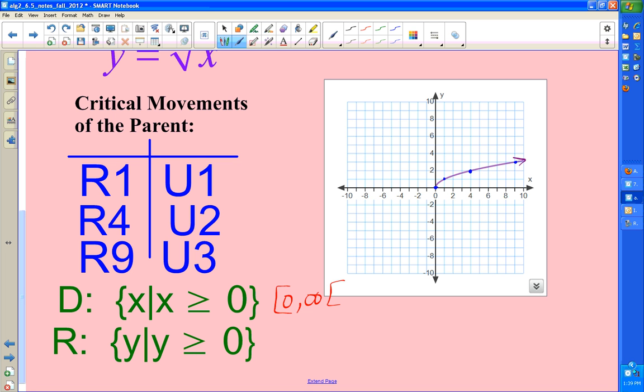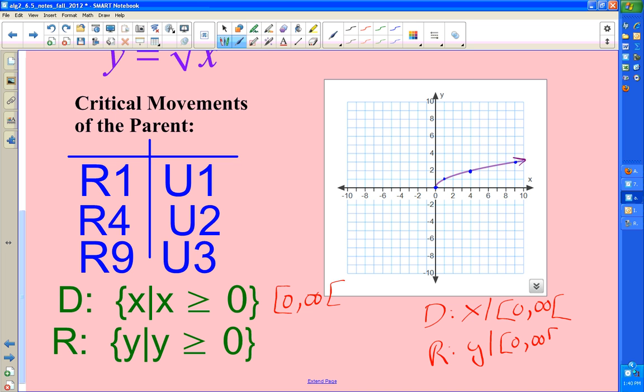This is what you're going to do in red. This is set builder notation: all values of x such that x is greater than or equal to 0. You're going to say the domain is all values of x such that, and then you're going to go 0, comma, infinity, like this. That vertical line means such that. And for your range, all values of y such that, same thing, 0 to infinity.